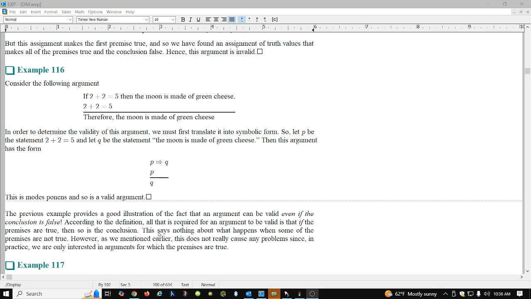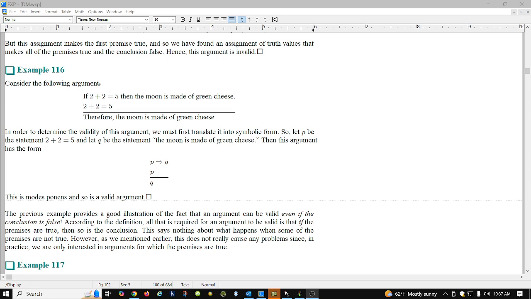According to the definition, all that is required for an argument to be valid is that if the premises are true, then so is the conclusion. It says nothing about what happens if one or more premises are false. Okay? And this is critical to understand. Fortunately, it's not an issue. It doesn't cause any problems because in practice, we're only interested in arguments for which the premises are true.